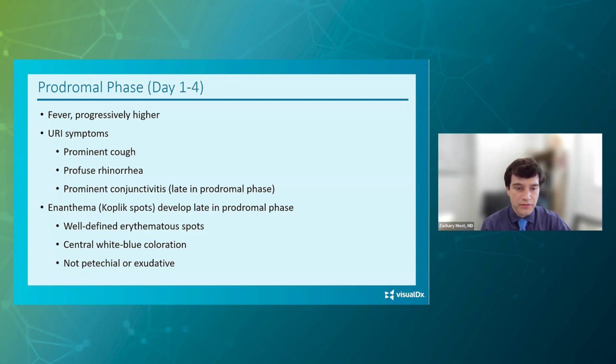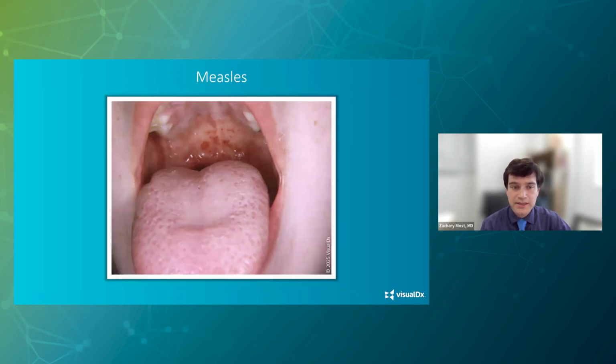And during the prodromal phase, often late in the phase, patients can develop the pathognomonic enanthema, which are called Koplik spots for measles, which we'll go over on the next couple of slides. These are well-defined, usually erythematous spots that are white or blue in the center, although sometimes, depending on the area, the white or the blue spot isn't as prominent. And they're not petechial, so it shouldn't look like the petechial lesions of strep throat, and they're not exudative as well. Here's an example of Koplik spots on the hard palate of somebody with measles.